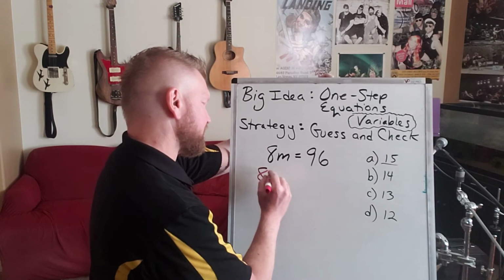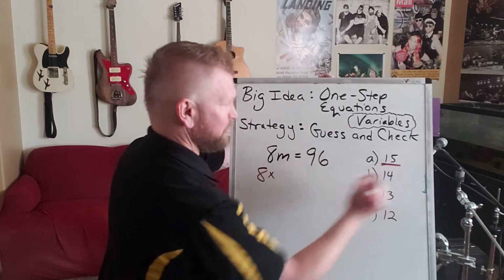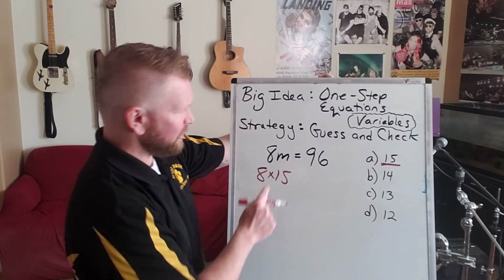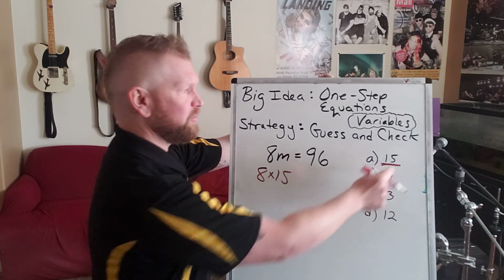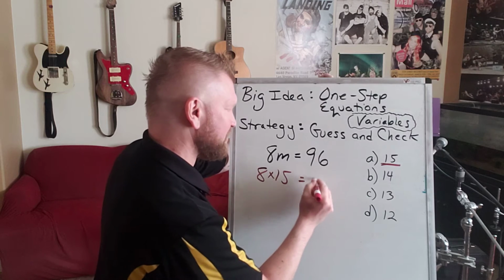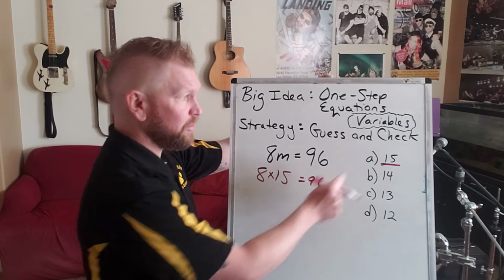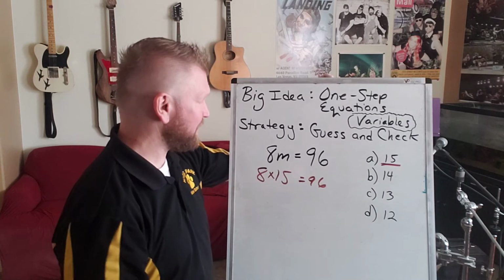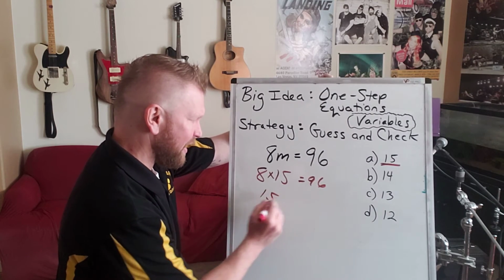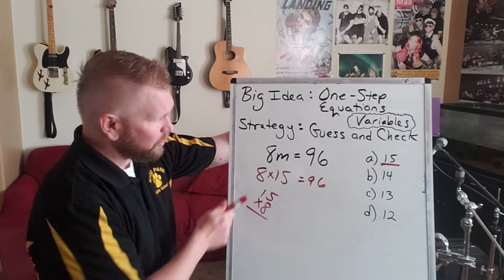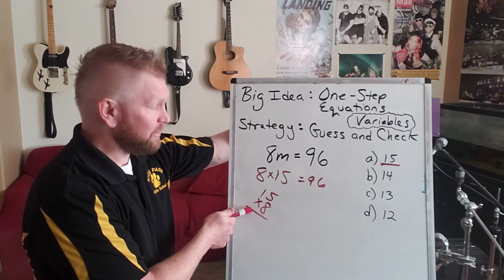So we're going to do 8 times this number. So we're going to take m out and in its place put in 15, and we're going to see if this equals 96. So does 8 times 15 equal 96? If so, that's the answer. If not, that's not the answer. So let's multiply 8 times 15. You could do 15 times 8. That might be easier.